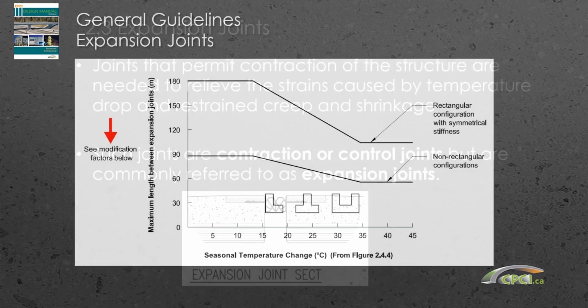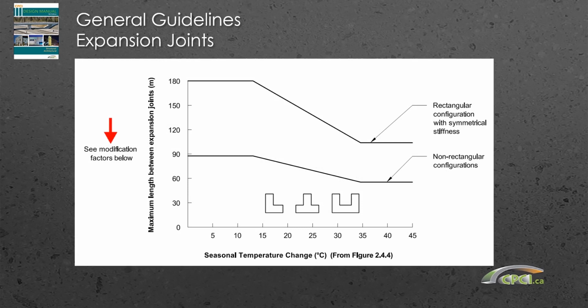In Chapter 2, there's this traditional historic table to help designers choose how long you can go in your particular temperature area of the country with respect to the spacing of expansion joints. And I put a red arrow on the modification factor note on the left of this table that's in the manual because it provides some additional criteria. You can't just look at this chart yourself to get a feel for what would be a reasonable length to go without an expansion joint in a building.